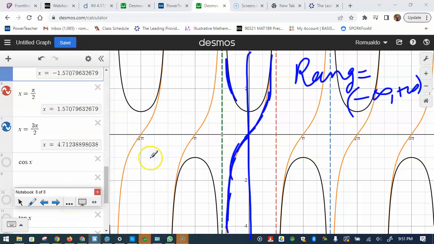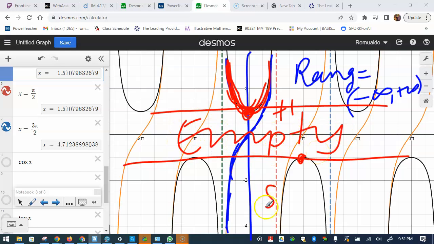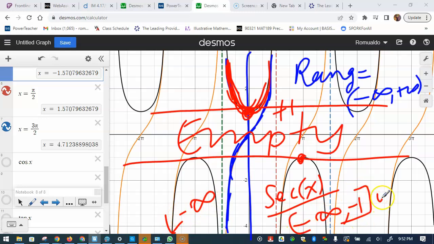But if you check the graph of secant, it is like this way, right? The lowest it goes is minus 1 on one side, and on the other side it goes to plus 1, and in between is empty, right? This is empty. So that means the range of secant, from minus infinity, goes down till minus 1, includes that, union, and again 1 to plus infinity. So that's the range of secant.